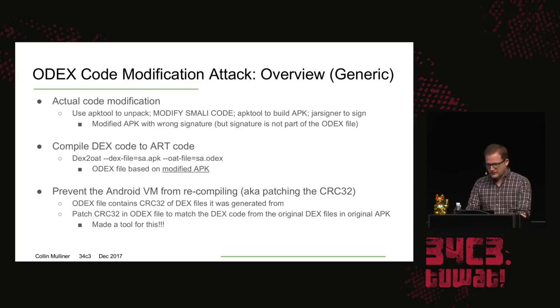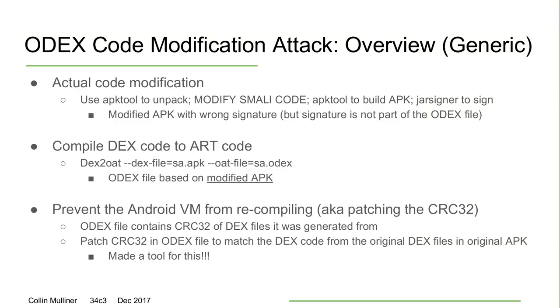So if you go back and look at generic app modification, how does this work? Normally, you would use apktool to unpack the file, modify the Smali code, and use apktool to rebuild the APK. Then you use jarsigner to sign the file, and then you can run the modified APK. Of course, in this case, the signature will be broken because you don't have the author's keys. On the device, APKs are compiled using dex2oat. We can just say this is the DEX file, this is the OAT file, and then you have the modified APK.